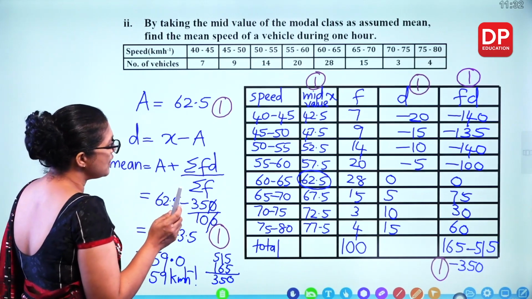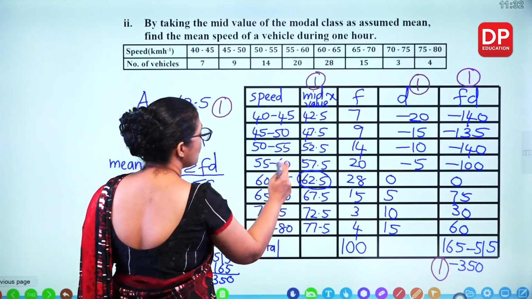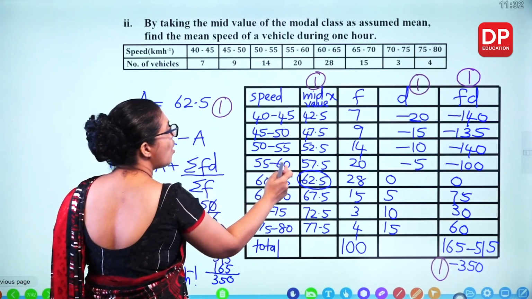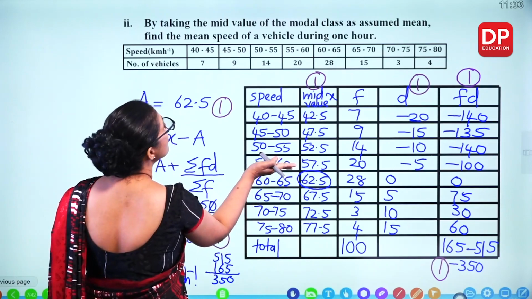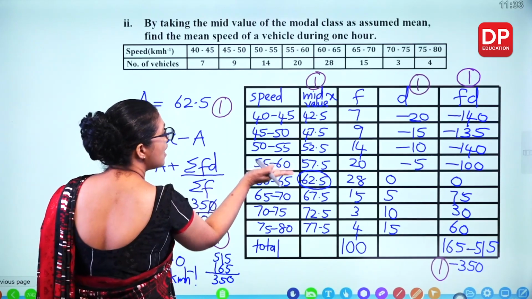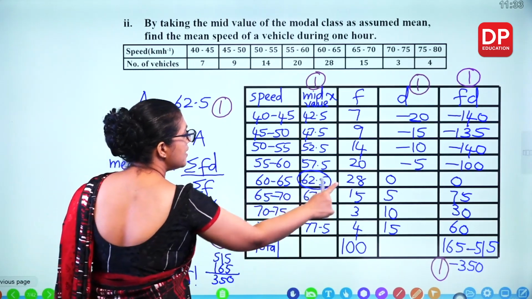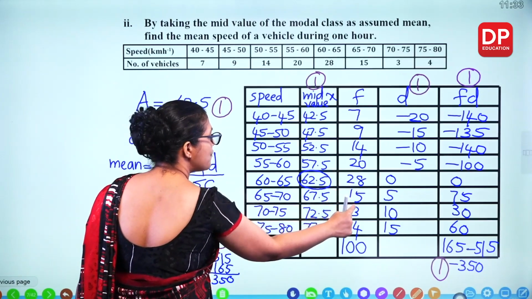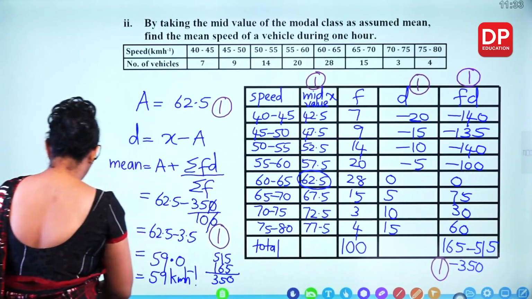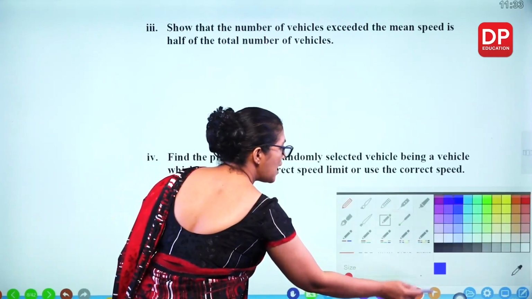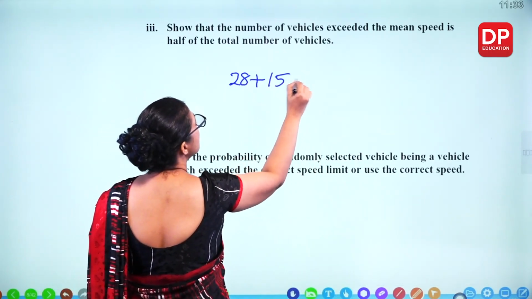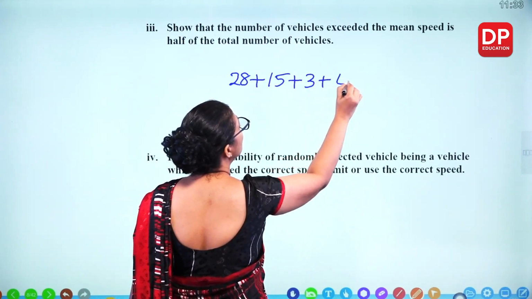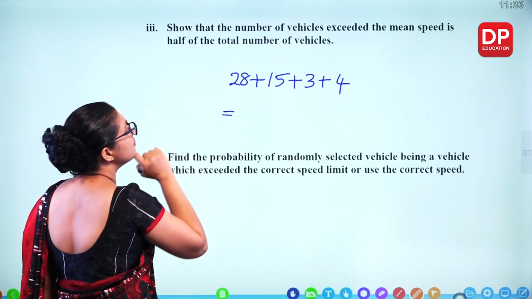Exceeded. Now 59 is where? So here 60. 60 is not included, so we want above that. That means we have to add 28, 15, 3, 4. What's the total?